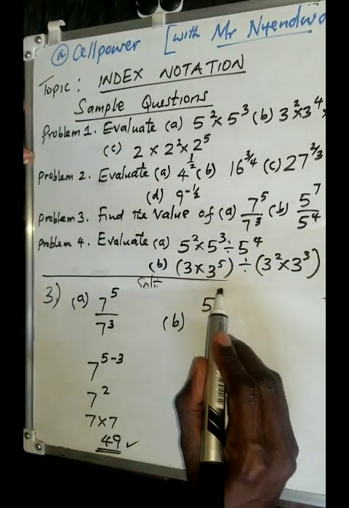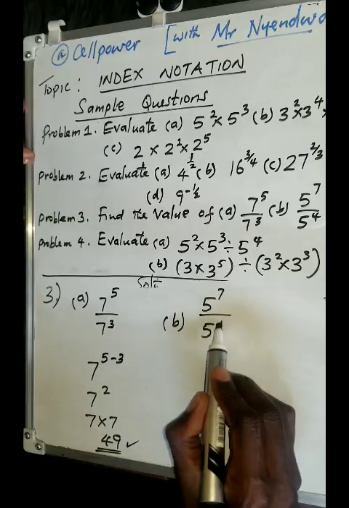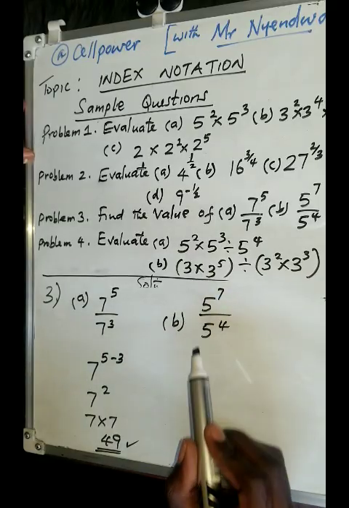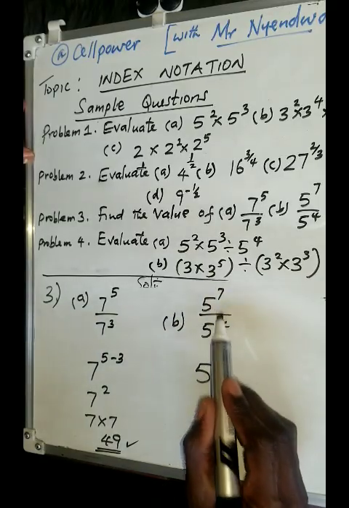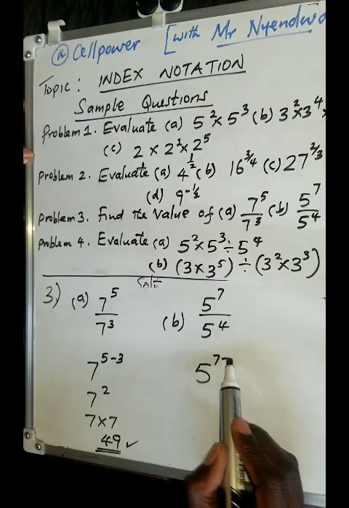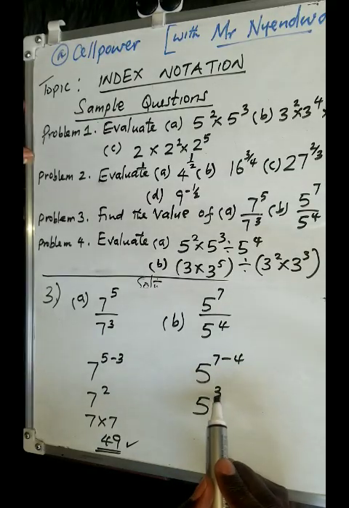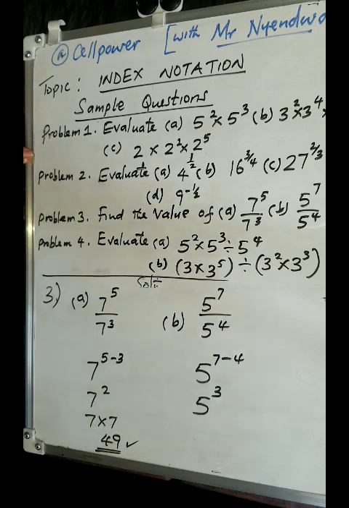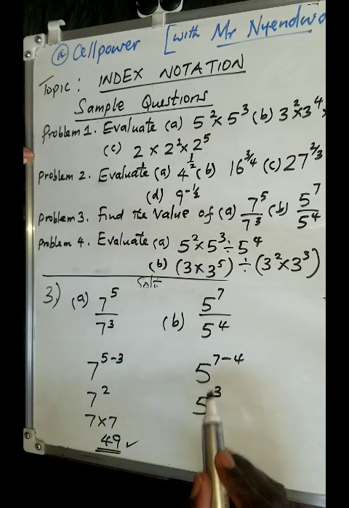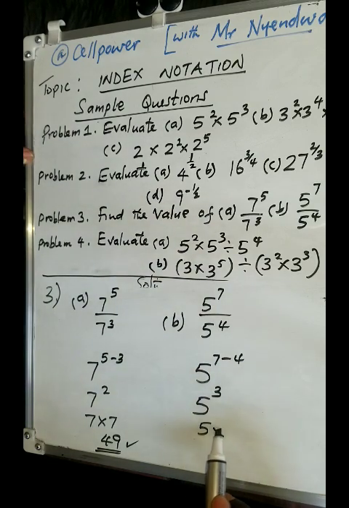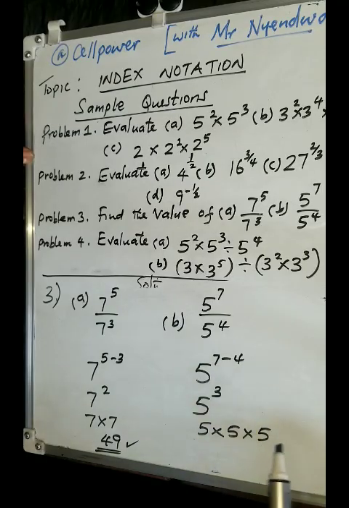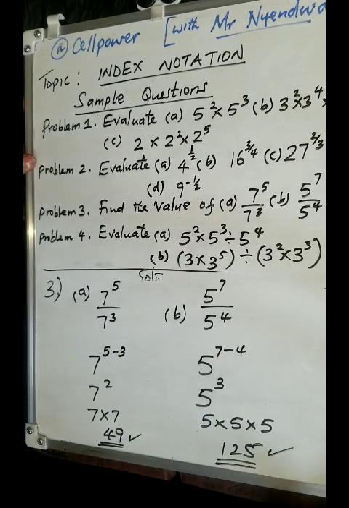We have got 5 raised to the power 7 over 5 raised to the power 4. Because the bases are the same, you get the base, then what do you do to the powers? You subtract. So it will be 7 minus 4. So it will be 5, 7 minus 4 gives you a 3. What is 5 raised to the power 3? It means the base should be multiplied 3 times. So 5 times 5 times 5. 5 times 5, 25. 25 times 5 will give you 125. Then that's your solution that you have.